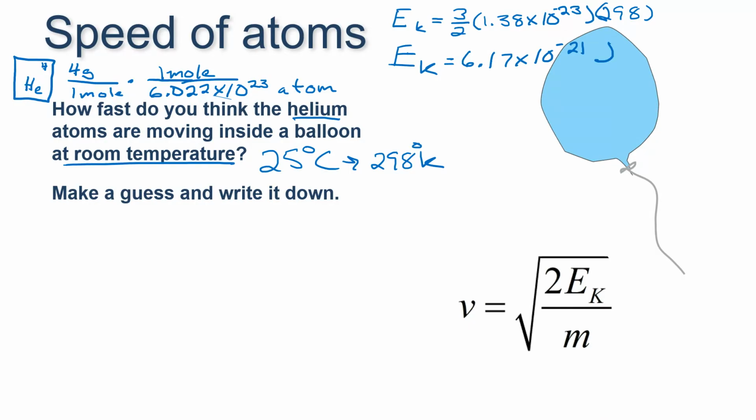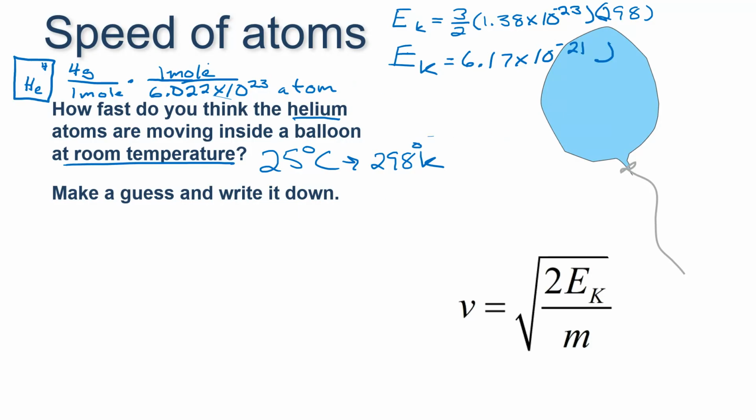Oh, I know what I did wrong. Okay, so I made a mistake there. Does anybody know what the mistake is? How do we measure, when we use formulas, what unit of measure do we use for mass? Grams or what do we use? Kilograms. So I have to convert this 4 grams to kilograms.